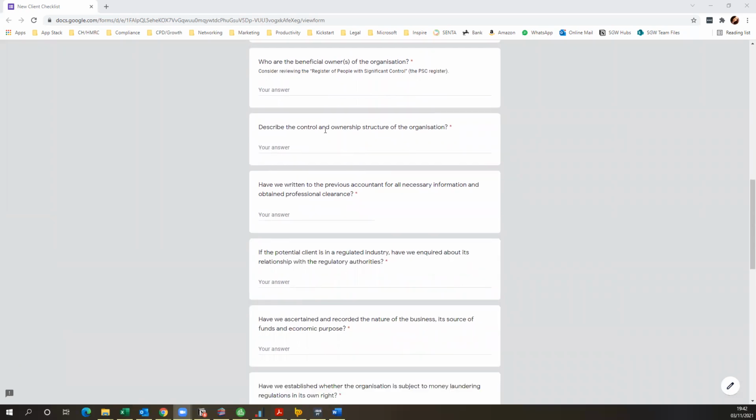Describe the control and ownership structure of the organization. Again, it will probably be fairly standard. Most of the companies that we take on will be owner managers, and the owner will also be the director. But if there's anything else other than that, then pop that in there.